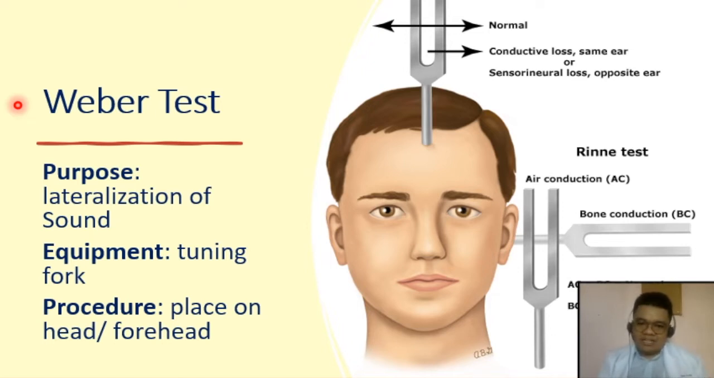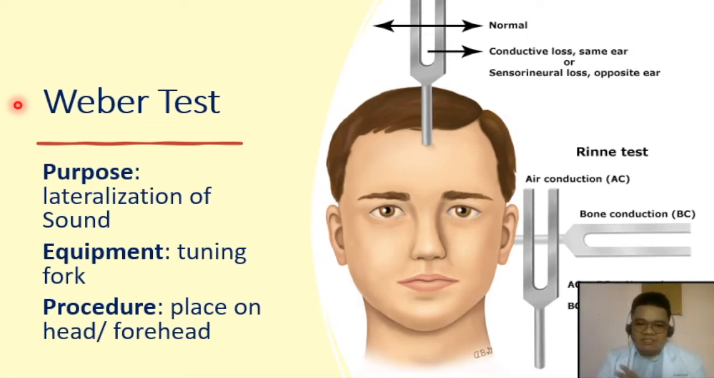On the other hand, if your patient is having sensory neural hearing loss, he should be hearing louder in the unaffected ear. He should be hearing louder in the unaffected ear because of nerve damage. Again, conductive hearing loss, the patient will be hearing the vibratory sound louder on the affected ear. So recall that your conductive hearing loss is caused by your otosclerosis, otitis media, or any problem with your external and your middle ear.